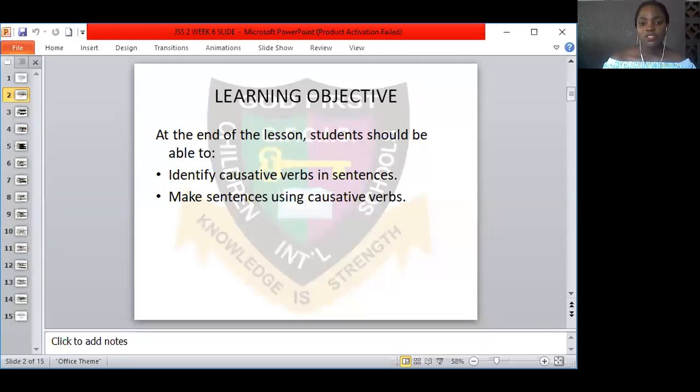Before I move on to today's topic, I'd like to take our learning objective for this class. At the end of this lesson, students should be able to identify causative verbs in sentences. Also, you should be able to make sentences using causative verbs.